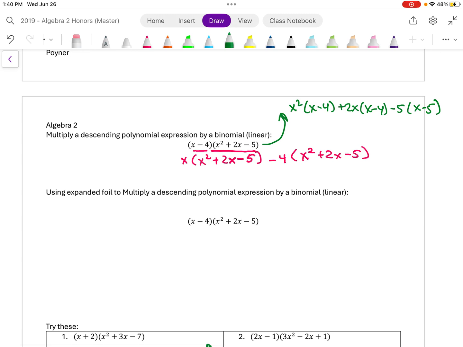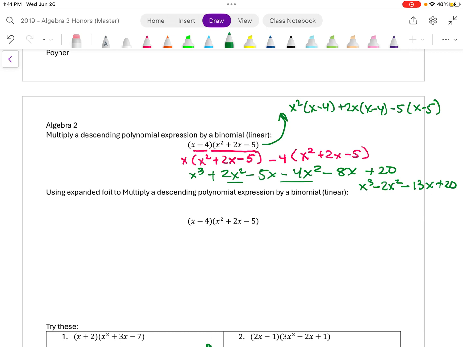So if you have something that's very orderly like this and multiplying by a linear binomial, I'll show you a faster way of doing it. Then you distribute plus 2x squared minus 5x minus 4x squared minus 8x plus 20. Combine like terms, so we have x cubed. The squares here are going to give me negative 2x squared. Then combine, we get negative 13x plus 20.